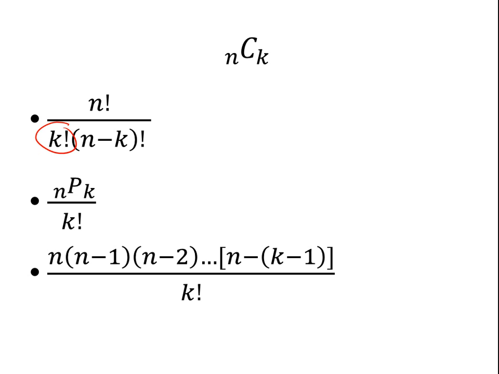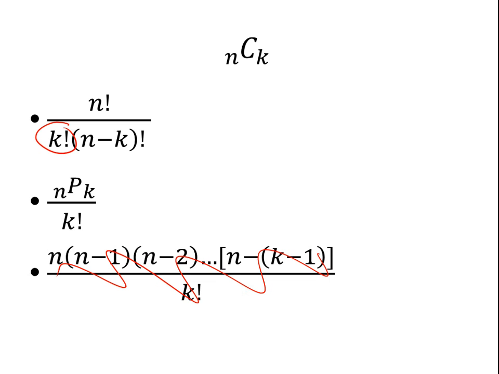Now, these are 3 different ways of writing the same formula. This one you don't have to worry about too much. It's more of an absolute formula for it, but n factorial over k factorial times n minus k factorial is one that you could use. Or if you wanted to find the combination from the permutation, you just divide it by whatever k factorial was, and that's going to get you the same answer.